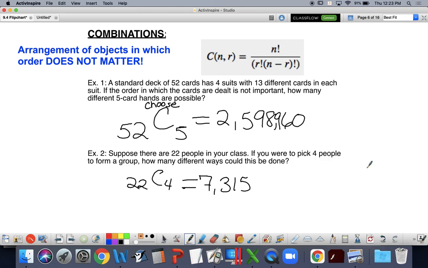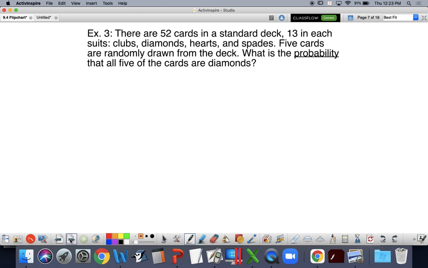Hopefully we feel at least confident, right? How to type this into our calculator, how to write out kind of what we're looking for. So let's come back to our notes and let's start to do some probability questions, or just different ways to think about these.